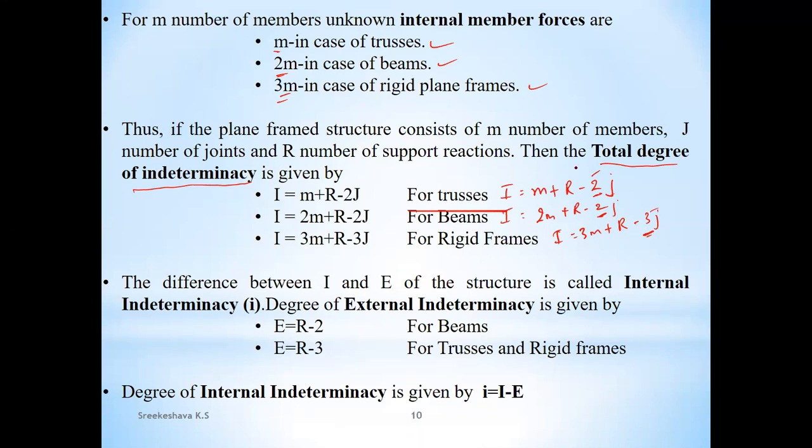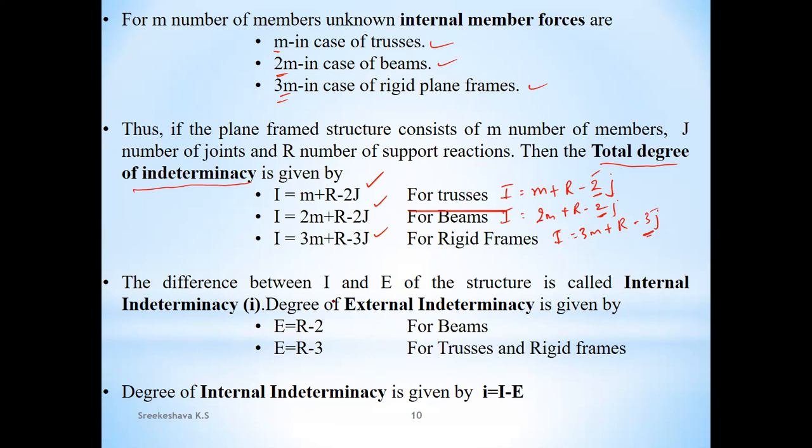Therefore, finally, combining all the things, we get I equals M plus R minus 2J for trusses, I equals 2M plus R minus 2J for beams, and I equals 3M plus R minus 3J for rigid plane frames. Definitely, they will sometimes ask directly in your MCQ. For example, what is the total degree of indeterminacy for rigid plane frames? They will give options like 6M plus R minus 6J, 3M plus R minus 3J, and you have to pick the proper answer.